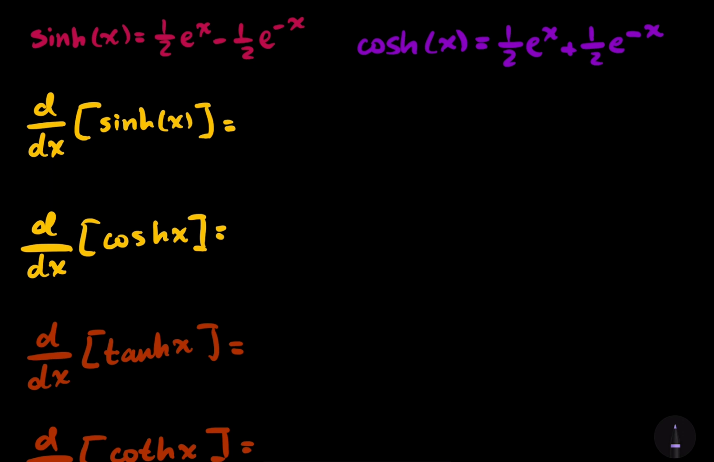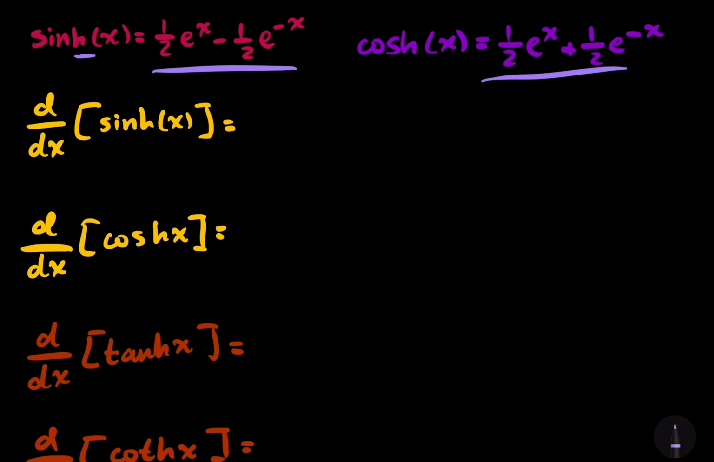So sine hyperbolic of x is given by 1/2 e to the x minus 1/2 e to the negative x. And we denote hyperbolic by this h right next to the sine. And then cosine hyperbolic is just going to be 1/2 e to the x plus 1/2 e to the negative x. And if you wanted to find the other hyperbolic trig functions like tangent and cotangent, then you would just take different ratios of sine and cosine hyperbolic according to the actual trig functions.